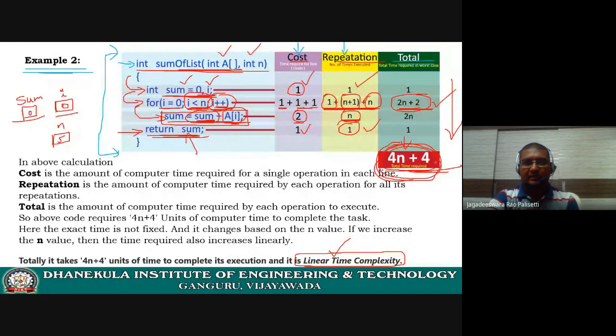ఈ టైం కాంప్లెక్సిటీ మనం జనరల్ గా రాస్తామంటే 4n plus 1 అని రాయకుండా O of n అని రాస్తాం. O of n, big O. What is this big O? అది నేను నెక్స్ట్ క్లాస్ లో చెప్తాను. Generally we are writing this one as O of n.